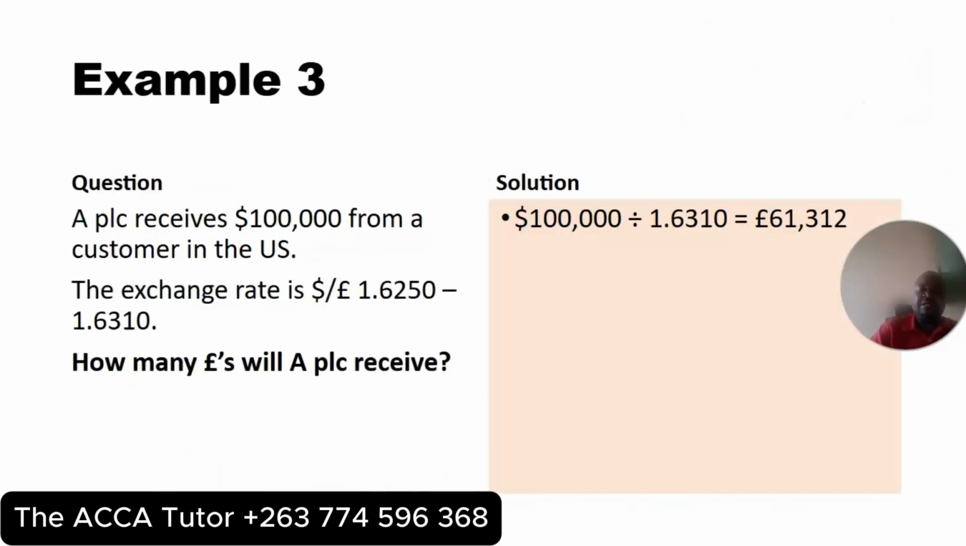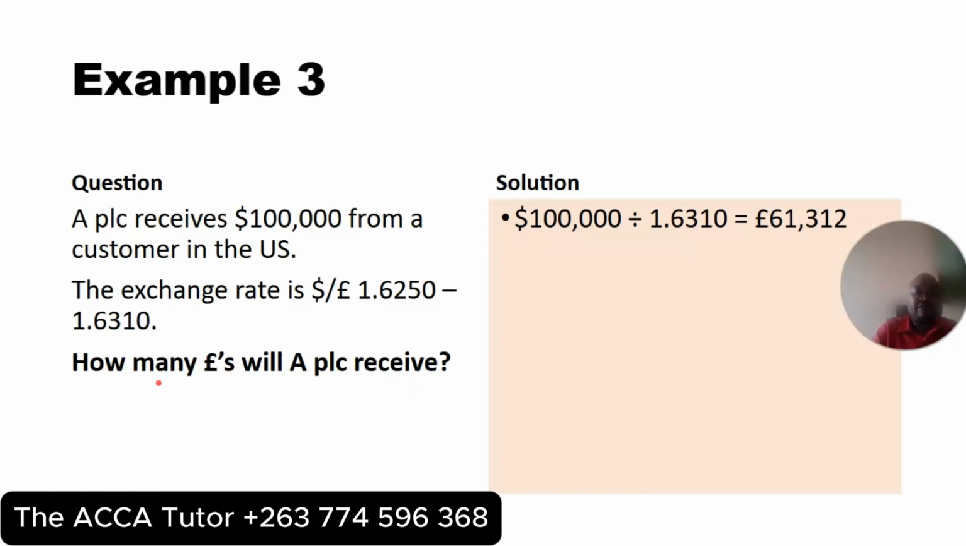Thank you. Now, we have got an example there which I feel you guys should use to understand. APLC receives $100,000 from a customer in the United States. The exchange rate is dollar per pound 1.6250 to 1.6310. How many pounds will APLC receive?